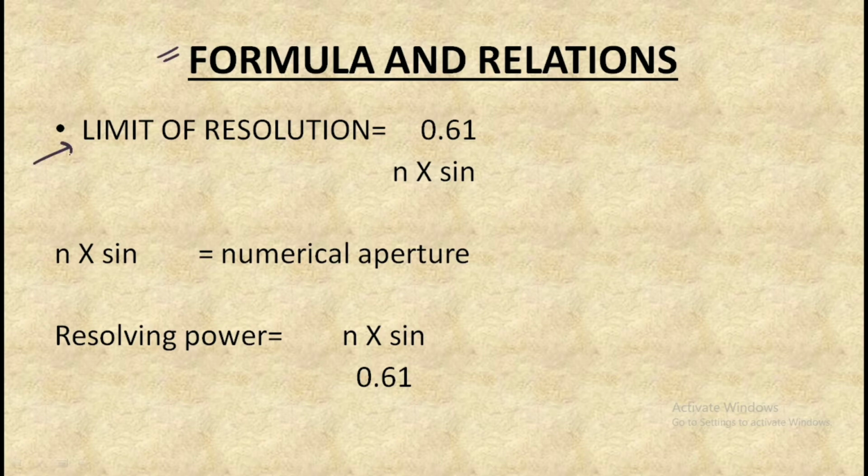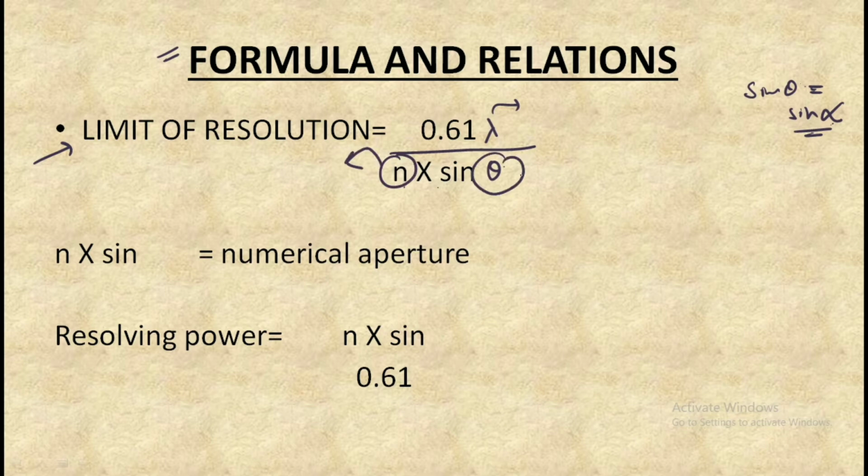The first one is the limit of resolution. The limit of resolution is equal to 0.61 lambda divided by n into sine theta, and sine theta could also be written as sine alpha. You need not get confused between the two, both of them are the same. Lambda is the wavelength, n is the refractive index, and theta is the angular aperture. And when we look at the denominator individually, that is n into sine theta, we get the value of the numerical aperture.